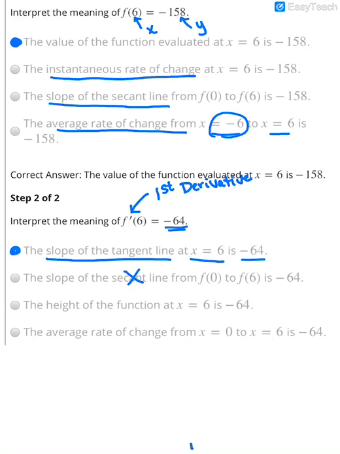If it talked about the height of the function, that would have been where they would have just said f of 6 is negative 64 instead of f prime of 6. And we are also not dealing with average rate of change because they've not told us anything about when x is equal to 0.